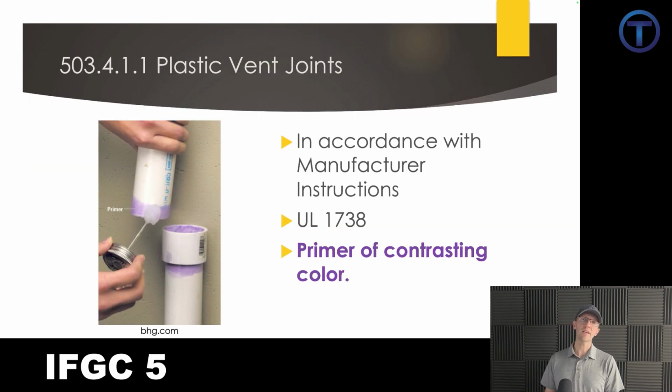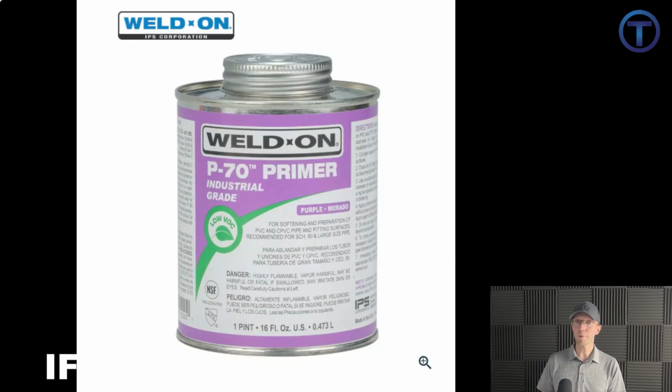One other little note when it comes to plastic vent joints. It says that they must be installed in accordance with manufacturer's instructions, the UL 1738, and a primer of contrasting color. Now, does that say purple? No. But what color primer do you know of that's contrasting color? I don't know of any other color primer except purple. There's clear and purple in my world. If you know of another one, awesome. I'd love to know about it.